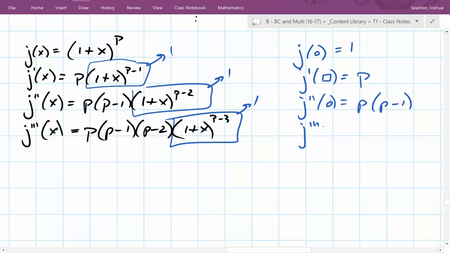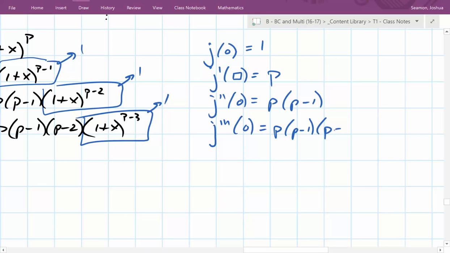So what's j triple prime of 0? Watch out for the chord. p times p minus 1 times what? p minus 2. Okay, are you with me so far?